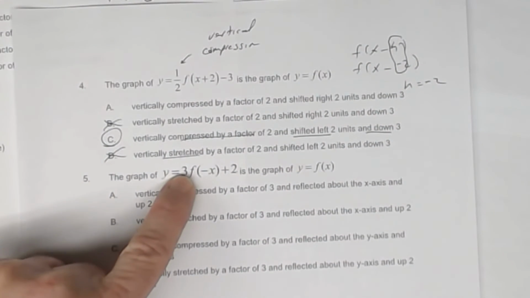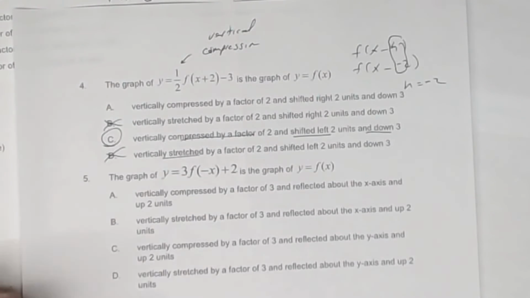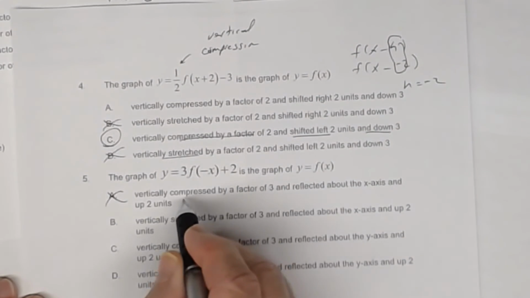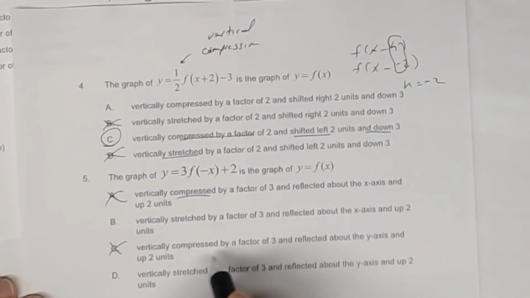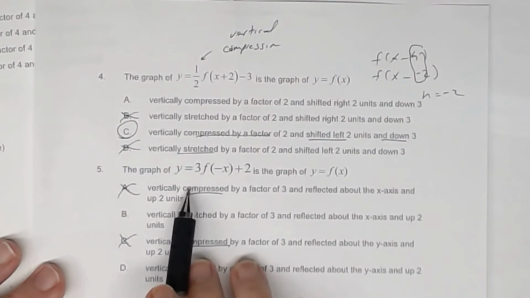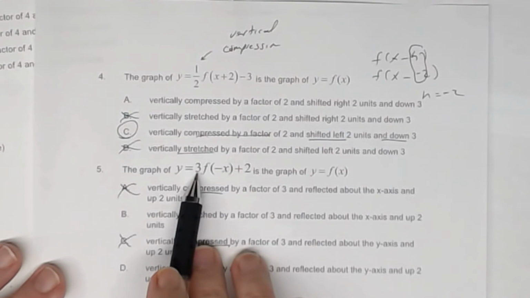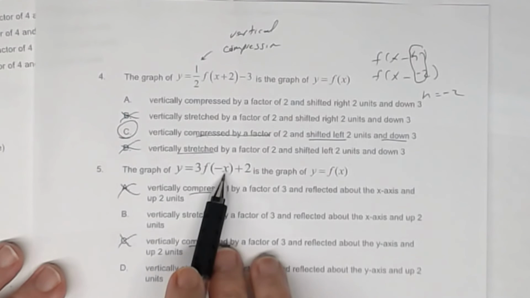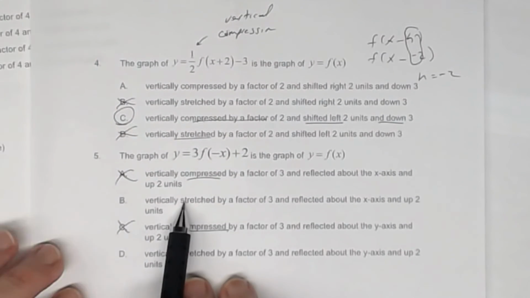And then here, so 3, so the number is greater than 1. That's a vertical stretch. So right away, I can remove this one because of the word compress, and I can remove this because of the word compress. So we know we are vertically stretching by a factor of 3. Here's that negative x. So that negative x, remember, means a reflection about the y-axis. So let's see which one works.